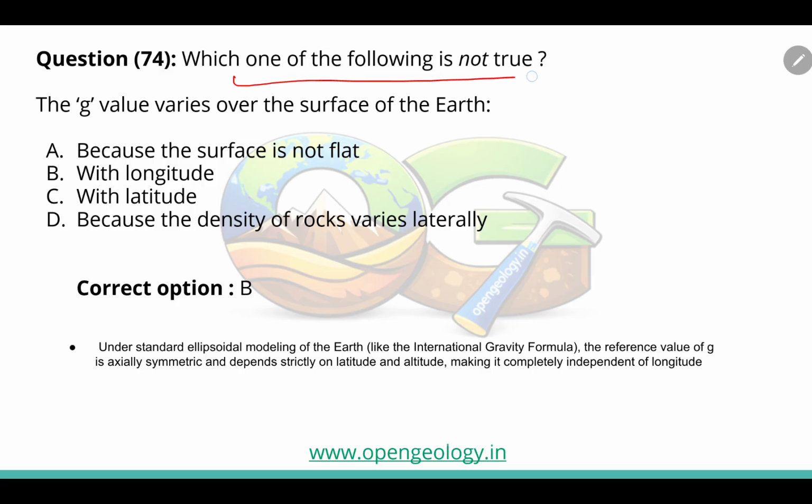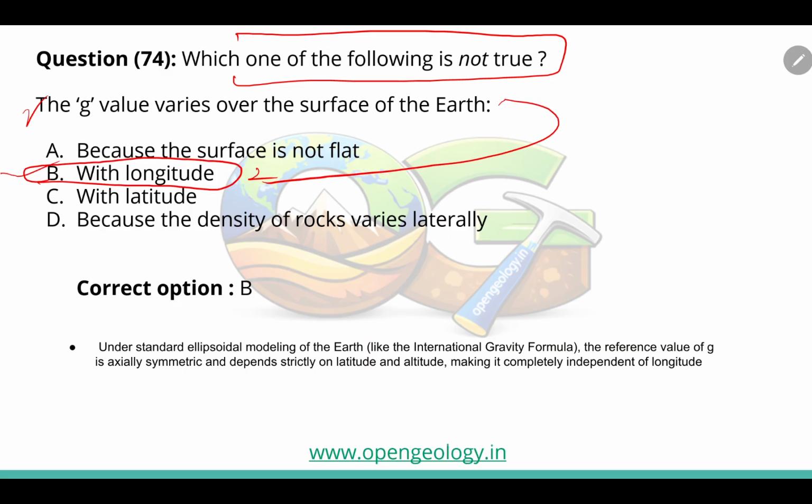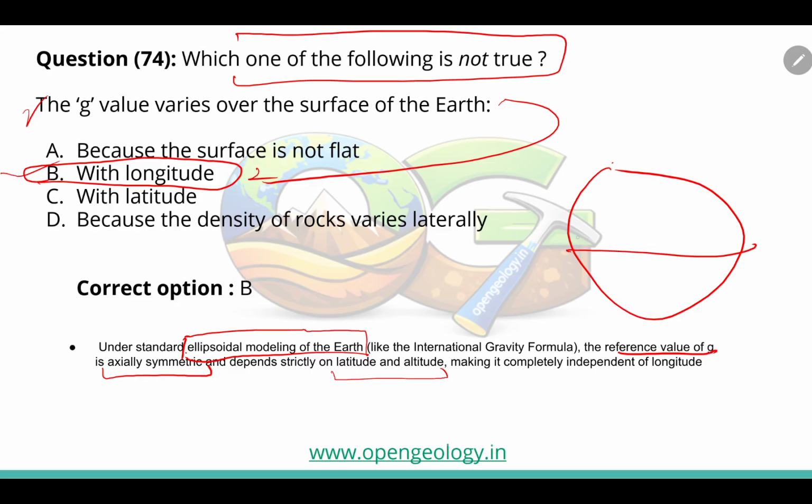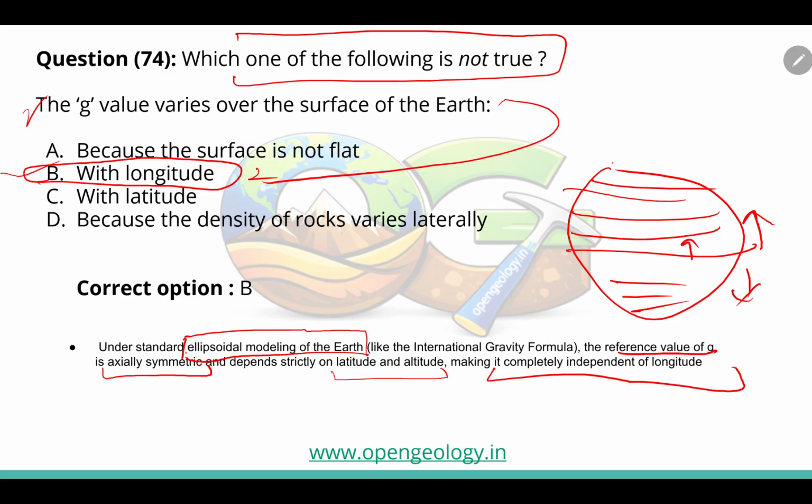Another question is, which one of the following is not true? The value of g varies over the surface of the Earth, but not with longitude. How? Let's understand the ellipsoidal modeling of Earth. In ellipsoidal modeling, the reference value of g is axially symmetric and depends on the latitude and altitude, not the longitude. We describe the value of g along with the latitude, like how far it is from the equator, in both the northern and southern hemispheres. This makes it completely independent of the longitude.